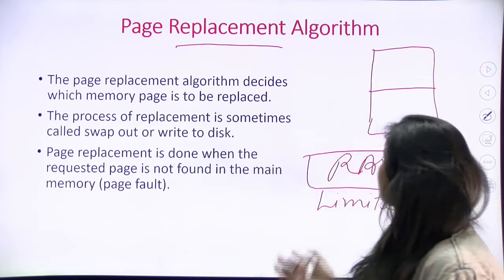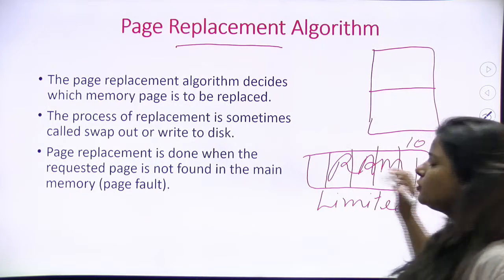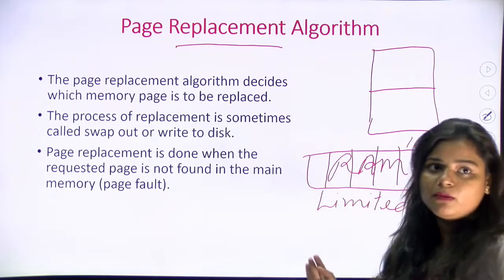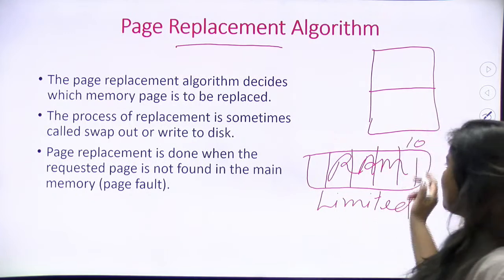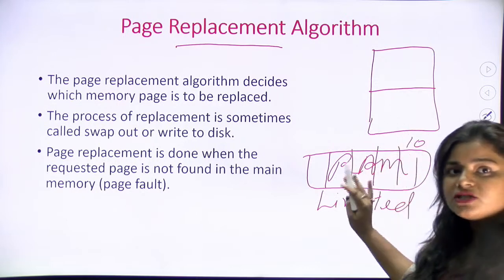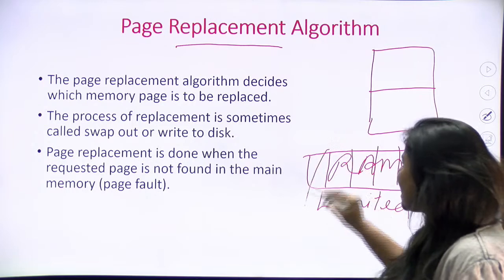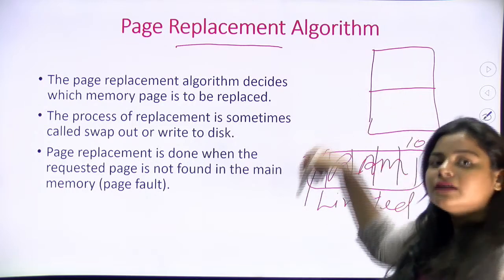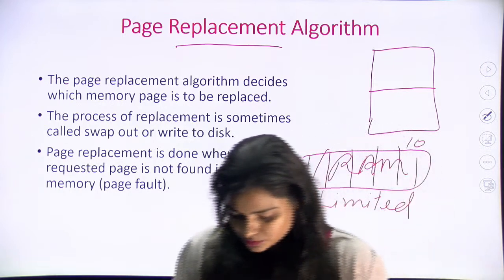What is the replacement working here? Up to 10 I will execute all the pages inside the main memory, but when the 11th page comes in the scenario and I am having only 10 pages placed, I will replace one page which is currently executing inside the main memory. I will replace that page and put another page to be executed. So do you understand that?